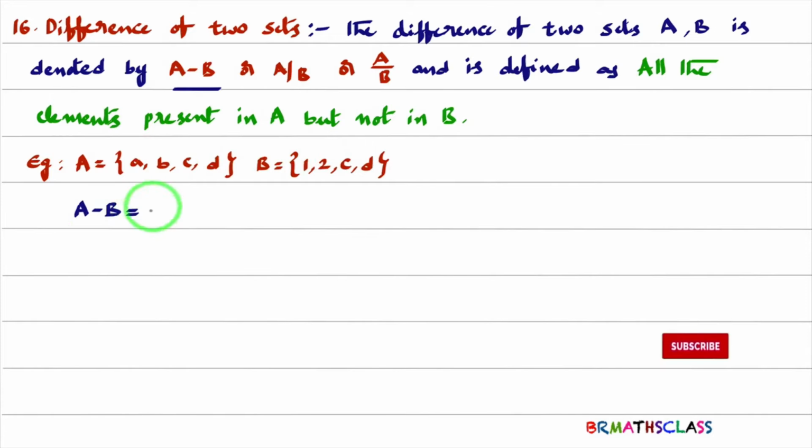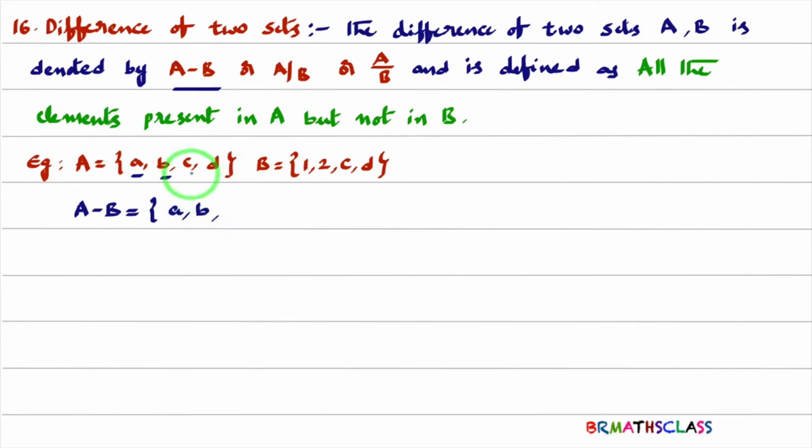And what is A minus B? A minus B means all the elements which are present in A but not in B. You observe here, this is the element present in A but it is not present in B. Now you come to the second, B. Is B present in set B? No. So we'll write like this.